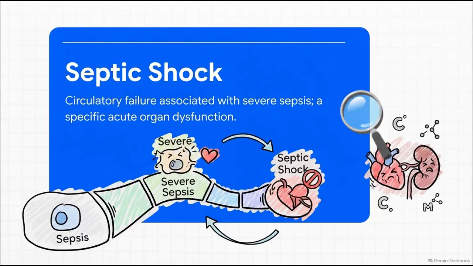If severe sepsis is left unchecked, we unfortunately reach the most critical state. Let's make sure we're on the same page with the definition. Septic shock generally refers to circulatory failure associated with severe sepsis. So by definition, it represents a specific type of acute organ dysfunction. You literally cannot have septic shock without inherently having severe sepsis. They're fundamentally tied together in both the clinical and coding worlds.